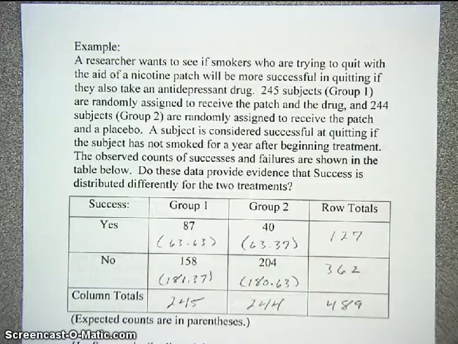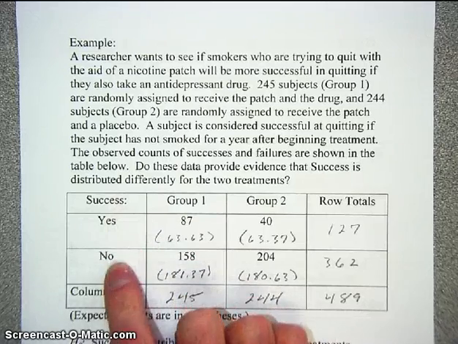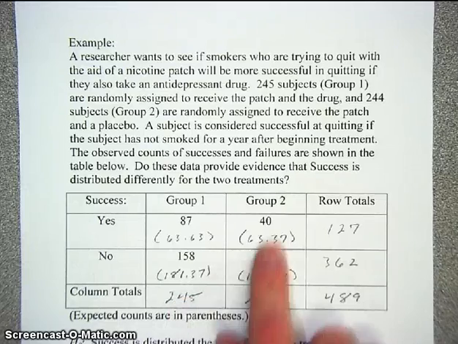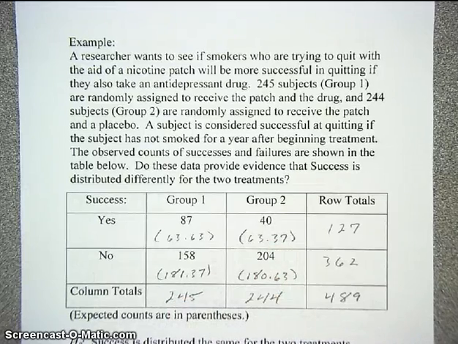The observed counts of successes and failures are shown in the table below. Do these data provide evidence that success is distributed differently for the two treatments? Well, we have our one variable, success. It has two values, yes and no. And then we have group 1, which comes from one population, and group 2, which comes from another population.